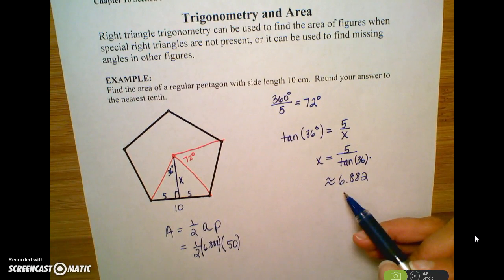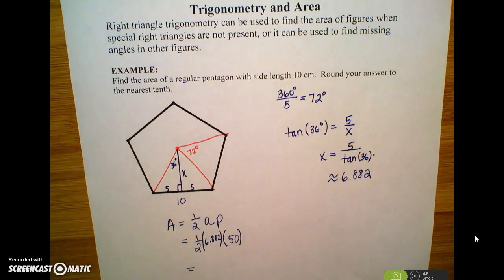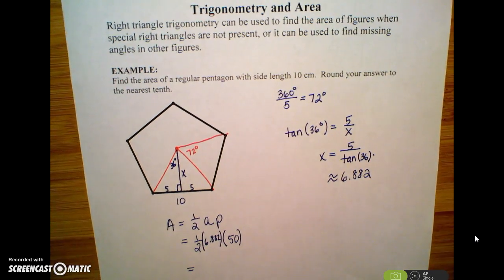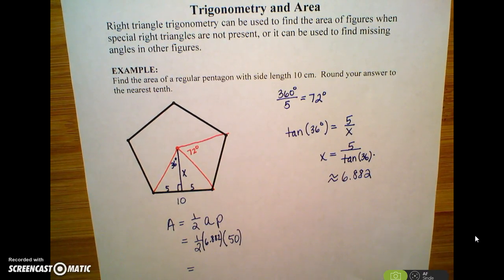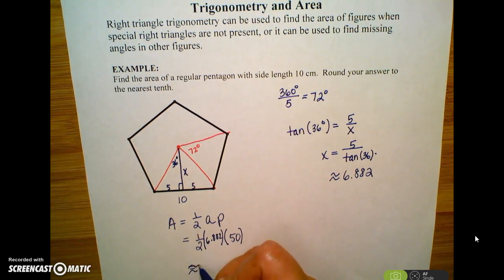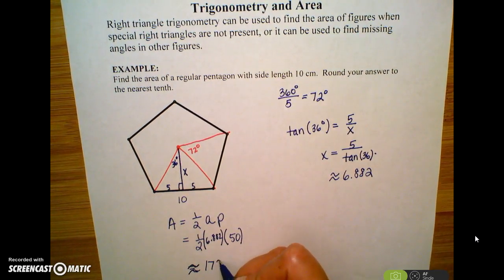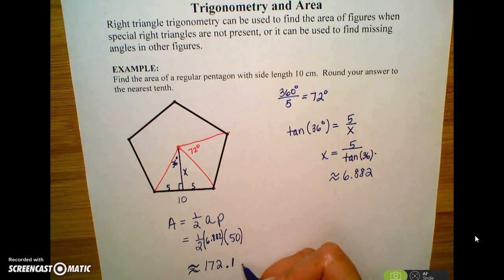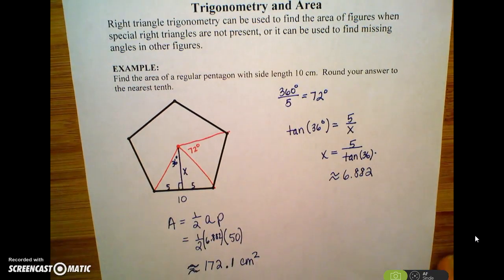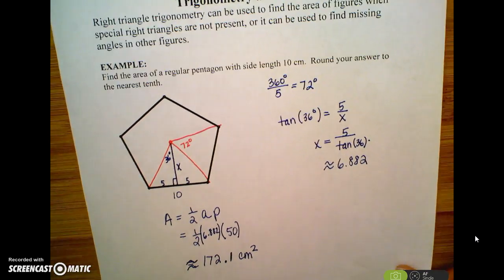So that's the number that we're going to fill in right here for our apothem, and then we're just going to go ahead and multiply that out. So 1/2 times 6.882 times 50. And we end up with roughly, approximately 172, and this says to go to the nearest tenth, so we're going to round that to 172.1, and our units here are centimeters squared. And that is our first example.